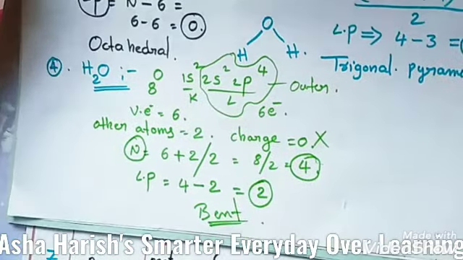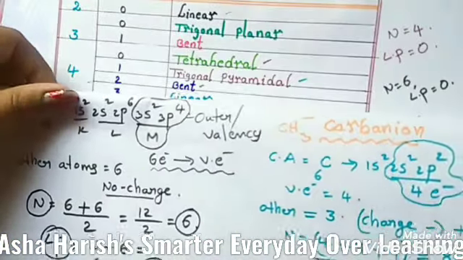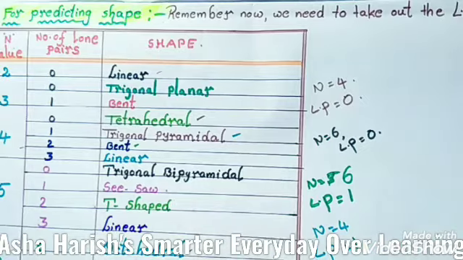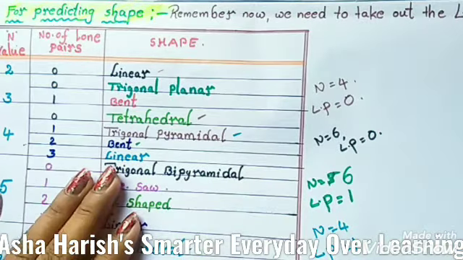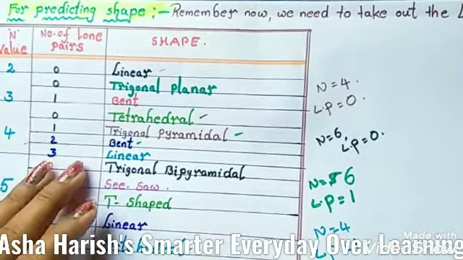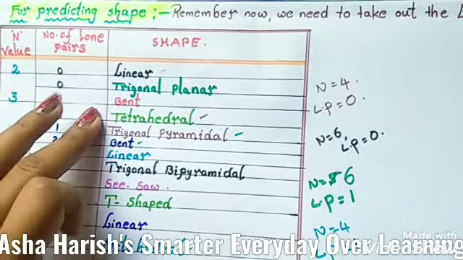Okay, right. This is about the complete information how to predict the shape and geometry. I hope you have understood this class. Okay students, this is about how to predict the shape and geometry of the molecule or ion. This is the complete information basing upon the n value and number of lone pairs also.